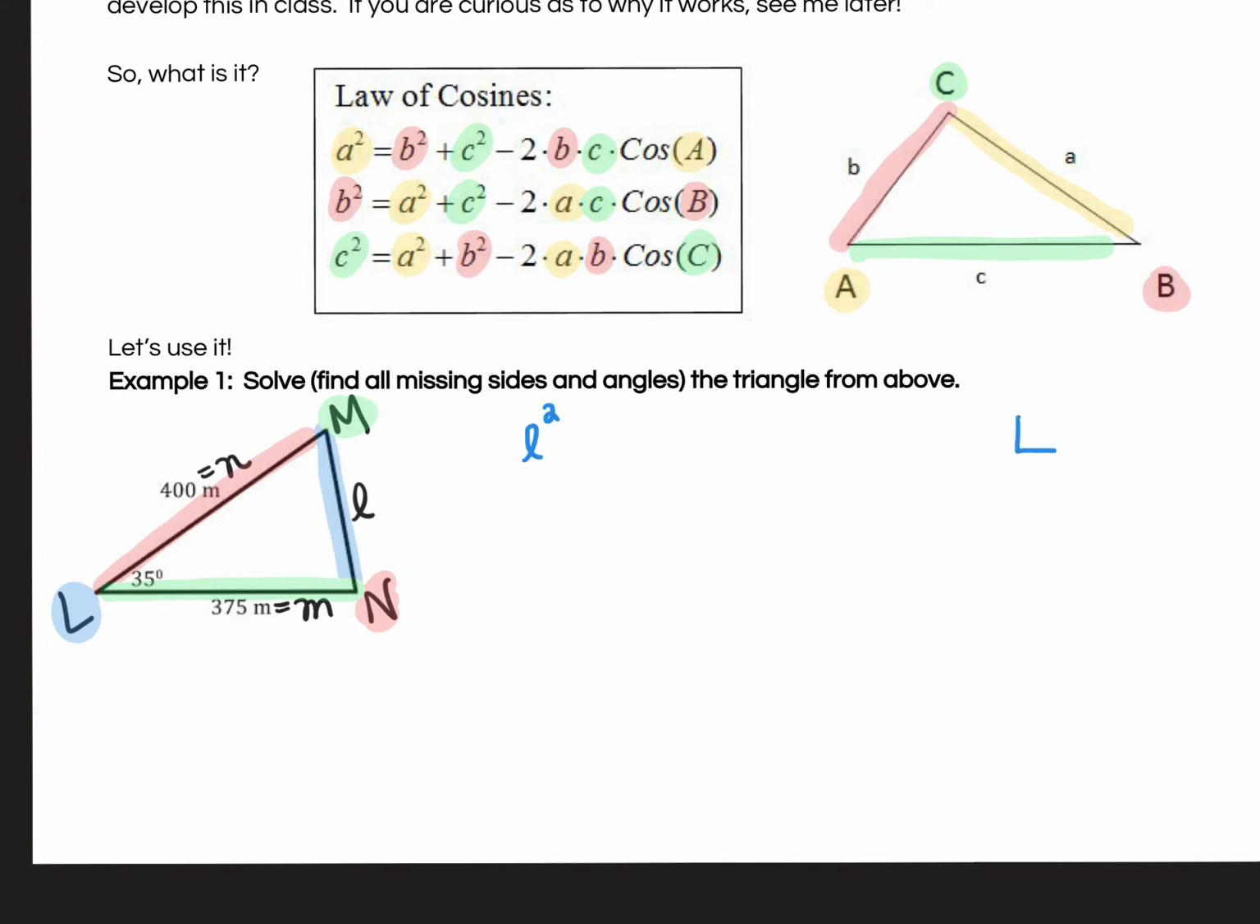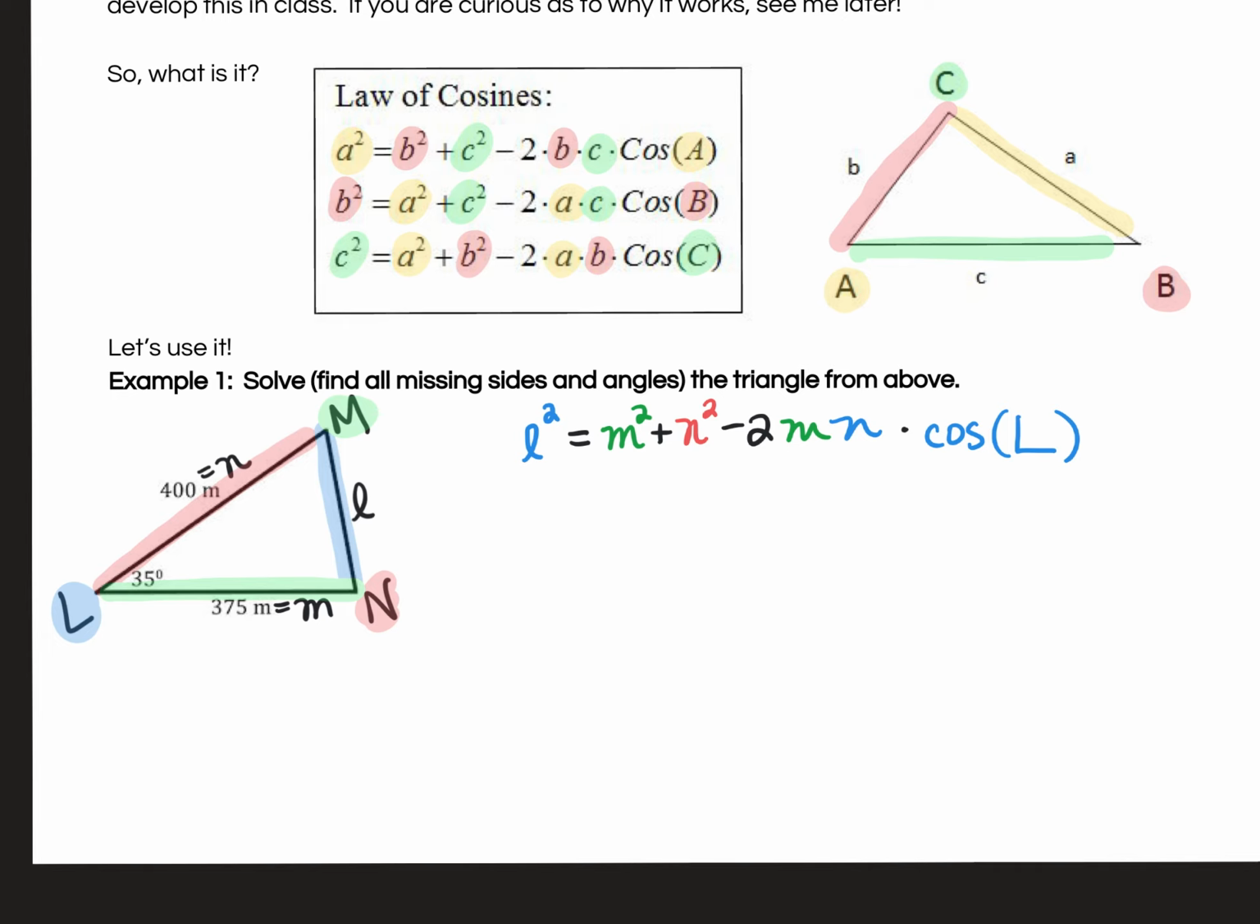So I will use green for m. So I would have equals m squared plus n squared minus 2 times m times n, and this will be times cosine of L. Okay, so that's what that looks like.